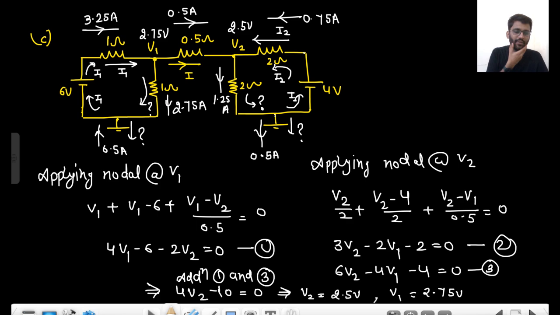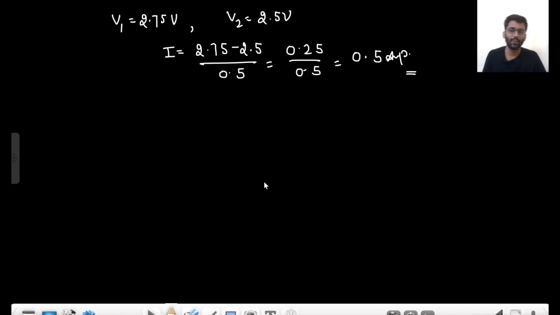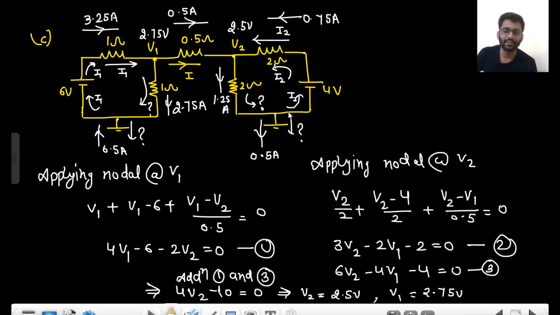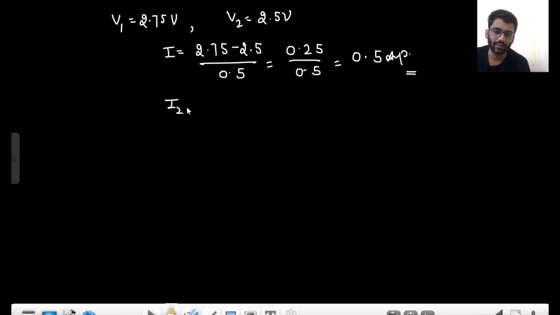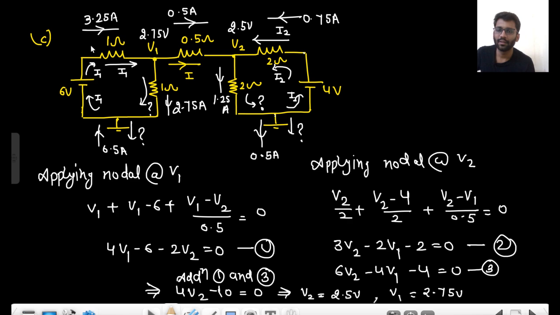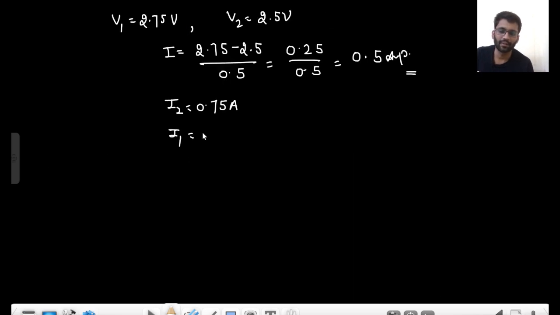This is the value of V1, V2, I1 and I2 and everything. So what did we get as the value of I2? I2 value is 0.75 ampere. I1 value is 1.25 ampere. The current in ground is 0.5 ampere.